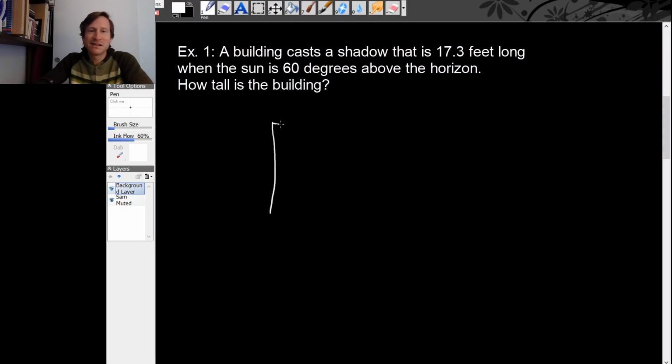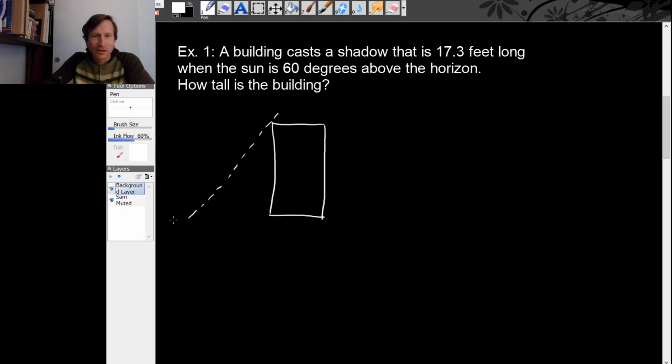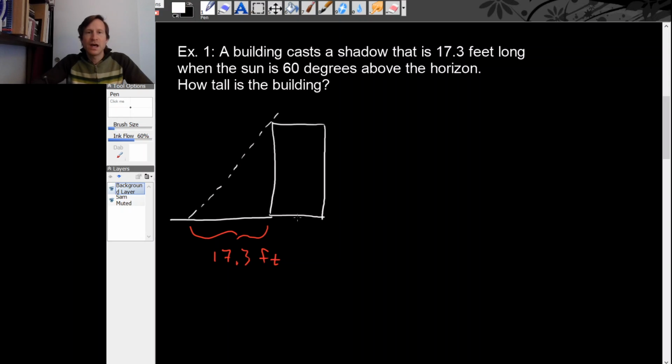So we have a building, maybe something like this, and for some reason we need to know how tall it is, but maybe it's too tall to just break out a ruler, I guess. It's casting a shadow on the ground. This shadow is like this, and that's 17.3 feet. And the sun is 60 degrees above the horizon, so I guess just because of the way shadows work, the sun is going to be right here, and that means that this angle down here is 60 degrees.